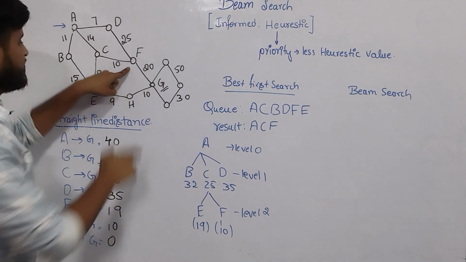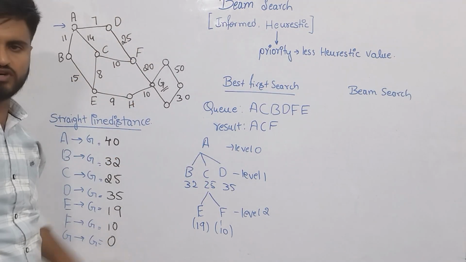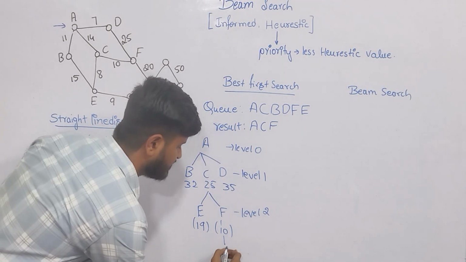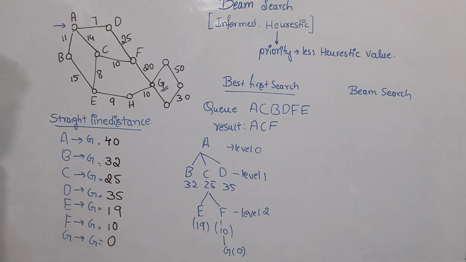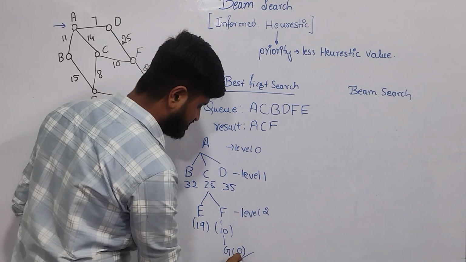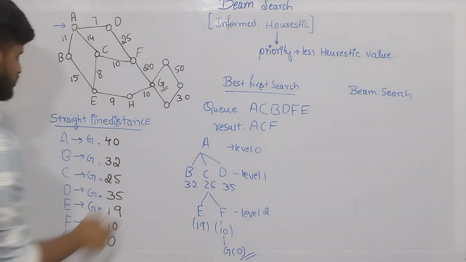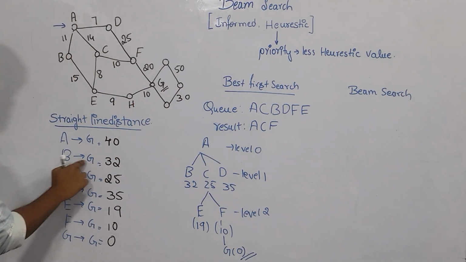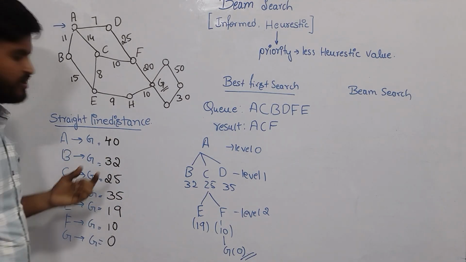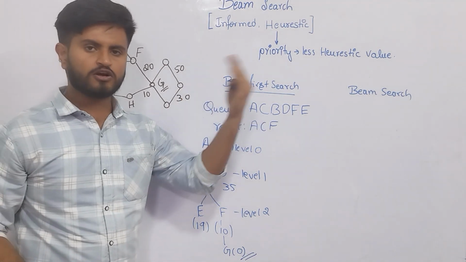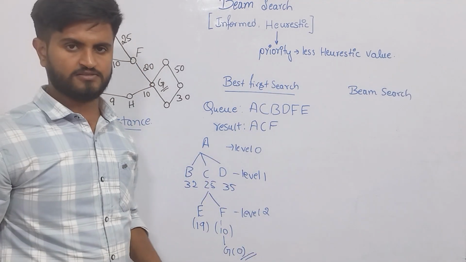Now, from F, I can only go to G because I can't move back to D since D is already travelled. From F, I can go to G and its heuristic value is 0. So we have reached the goal state from the initial state. If you see here, goal state G was given. The heuristic value of A, B, C and so on is calculated up to the goal state. Since G was my goal state, we have reached it like this.